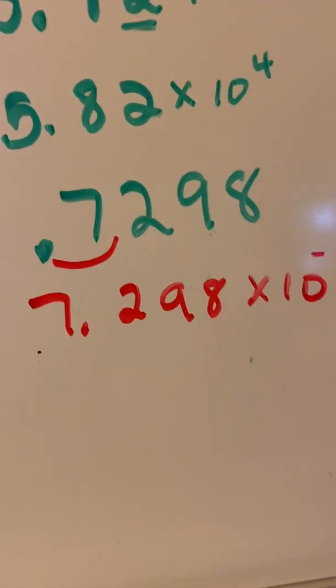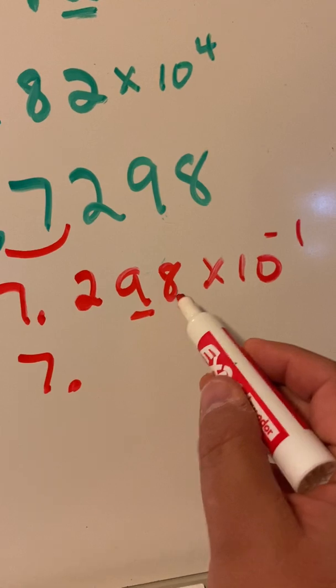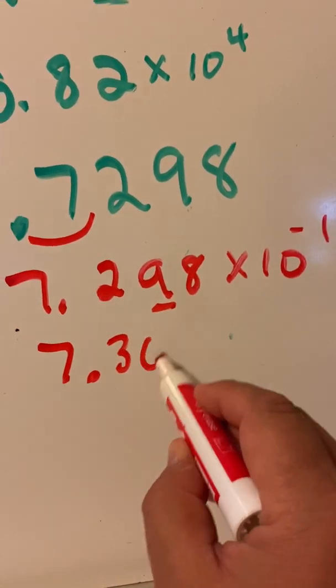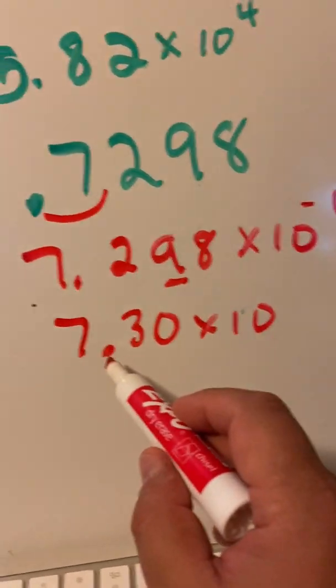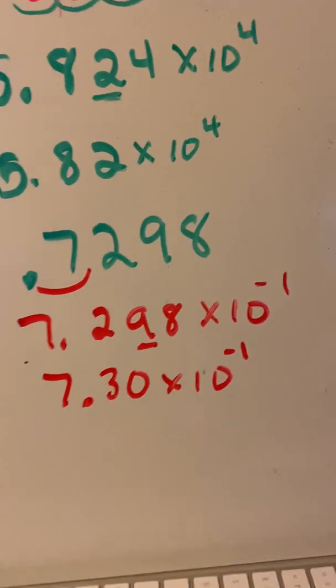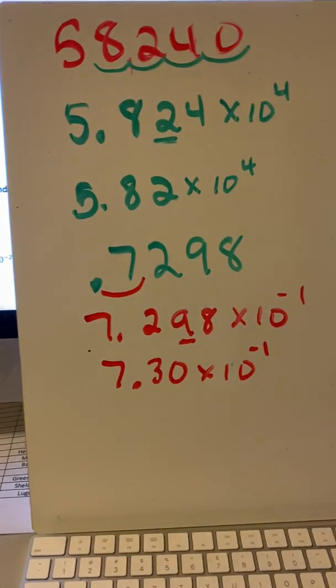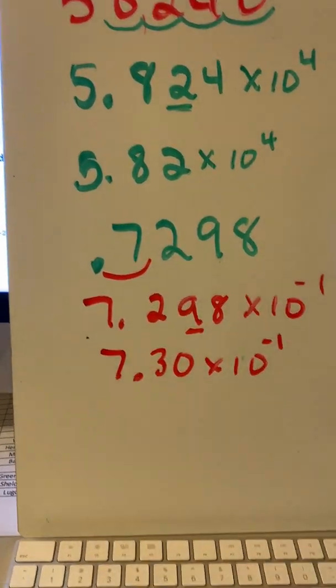Now this one, if you round it, it changes drastically. 7 point, the 9, 8 makes the 9 round up to a 10, which carries over to here. This would be 7.30 times 10. And because it's 1 jump to the left to get to the original spot, it's a negative 1. All right, that is the scientific notation utilized from converting standard form into scientific notation.